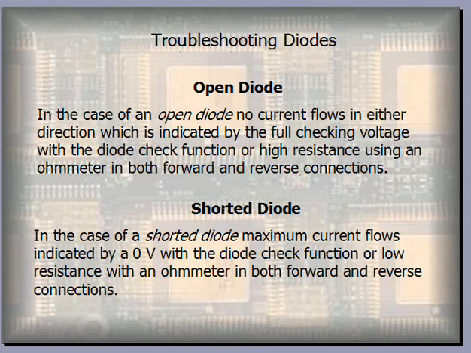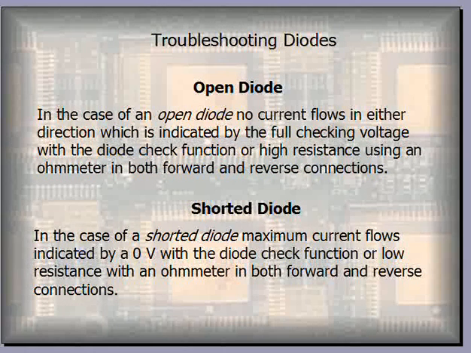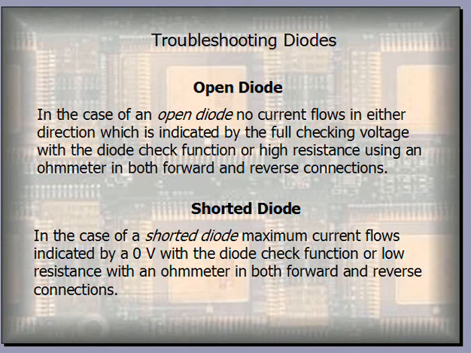In the case of an open diode, no current flows in either direction, which is indicated by the full checking voltage with the diode check function or high resistance using an ohm meter in both forward and reverse directions. In the case of a shorted diode, maximum current flows, indicated by 0 volts with the diode check function or low resistance with an ohm meter in both forward and reverse connections.